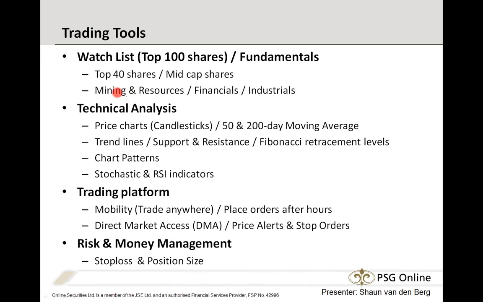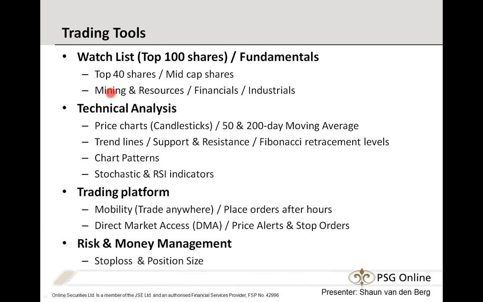And from there, what I suggest you do is create 3 different watch lists. One with mining and resources, one with financials, and one with industrials. So yes, we're putting around 30 stocks into each. Obviously we've got 100 stocks, or some of them might be less. You'll find that your industrial list will be the biggest.